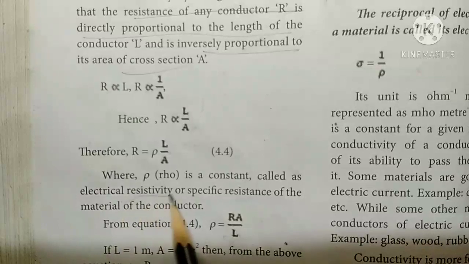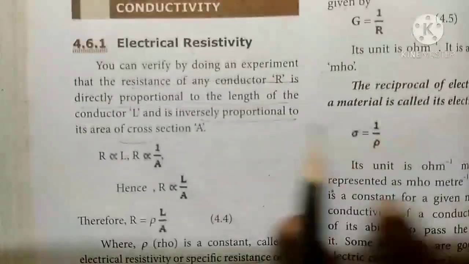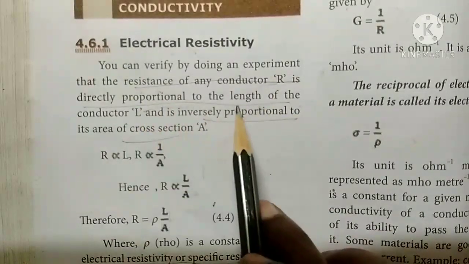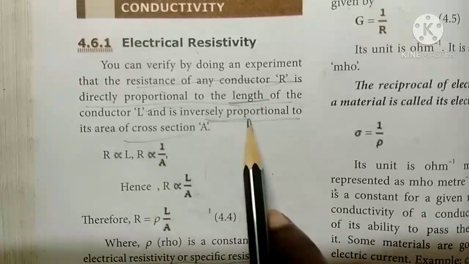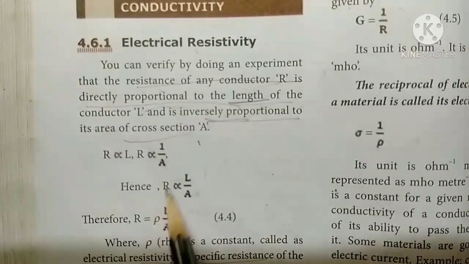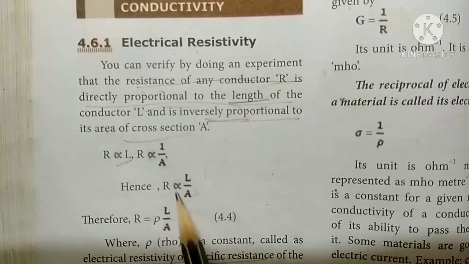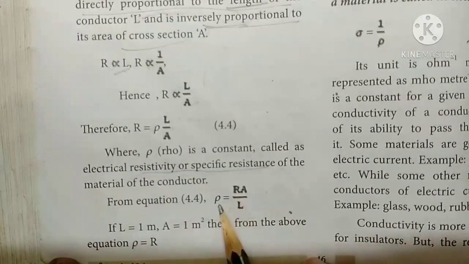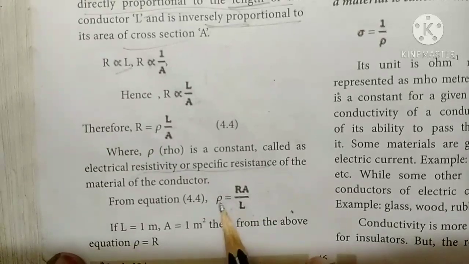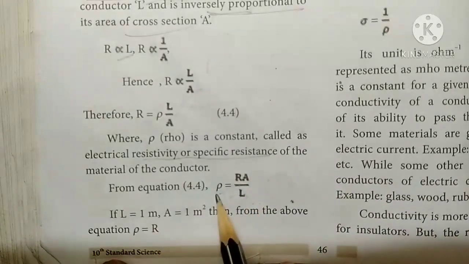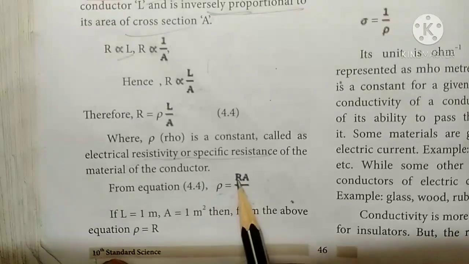It is called the electrical resistivity or specific resistance. Here just you have to underline that. The resistance of a conductor is directly proportional to length L and inversely proportional to the area of cross section. So R proportional to 1 by A, R proportional to L. So by using this we can write R is equal to rho L by A. From this we can derive the formula for rho is equal to Ra by L. If the value of A is equal to 1 meter square and the length is equal to 1 meter, then electrical resistivity rho is equal to R.